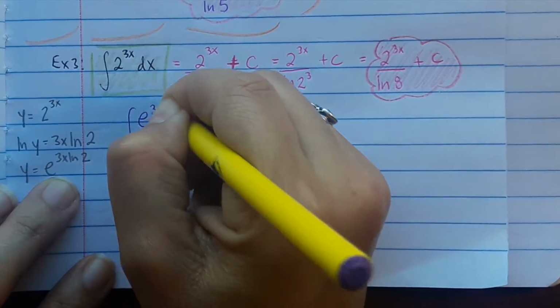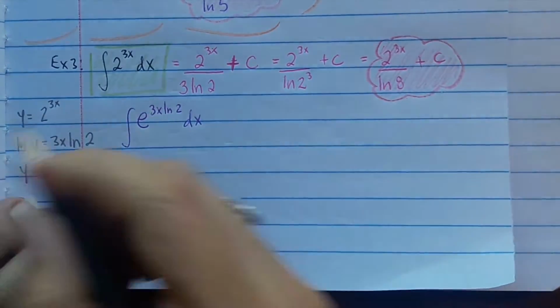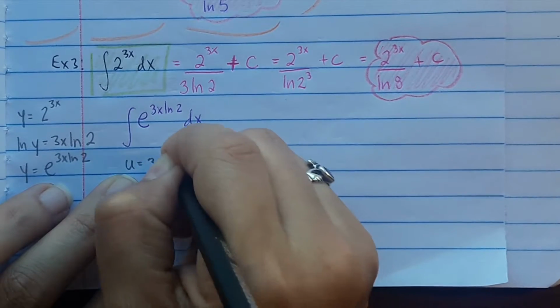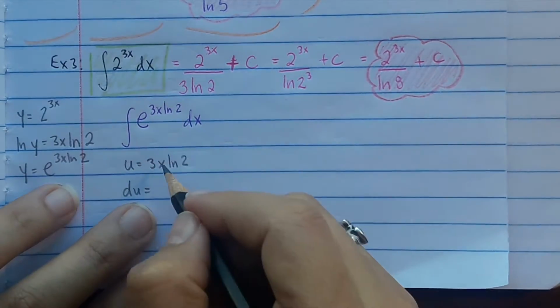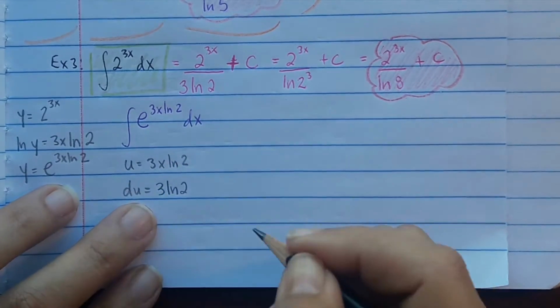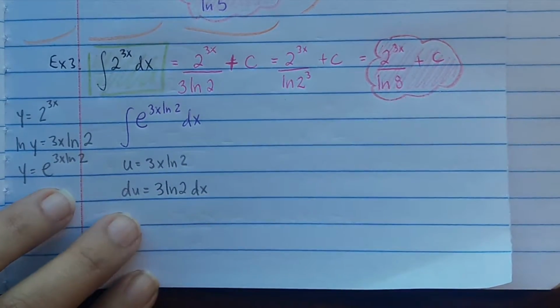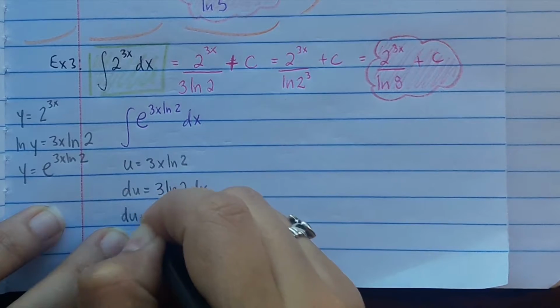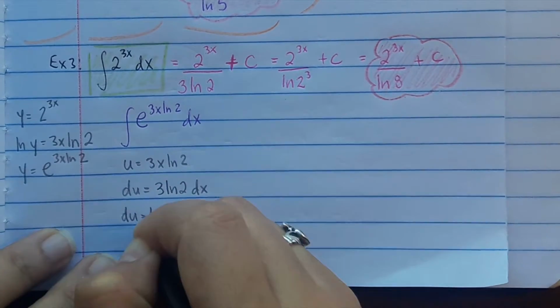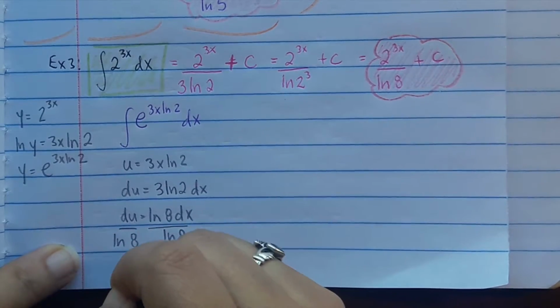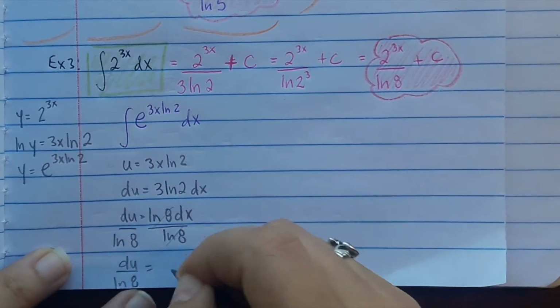Now replace that in the question. Let u equal the exponent. Take the derivative. So in this case, it's the constants 3 and log 2. 3 log 2. And we can use the log identities to raise that up. So it'll be log of 8 dx. And then there isn't a log of 8, so I'm going to divide by ln 8. And that's going to give me du over ln 8 is dx.